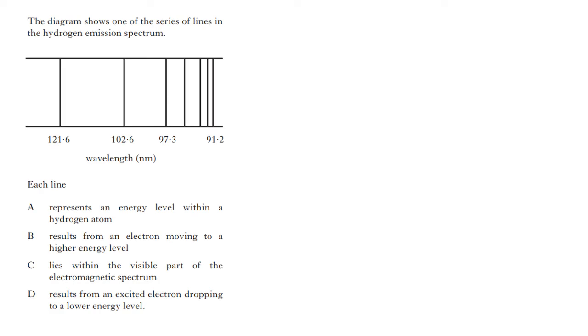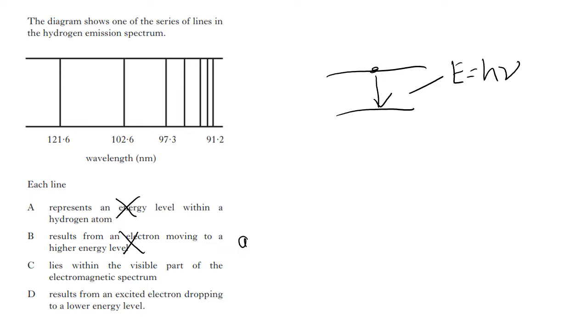So these questions are all going to be on inorganic chemistry. First one, we have an emission spectrum, and we've been asked what does each line represent. Now, in an emission spectrum, remember you emit light whenever an electron is falling down. That's when you give off energy. So if you are emitting, you are dropping down. So it's not representing an electron moving to a higher energy level, no, that would be absorption.